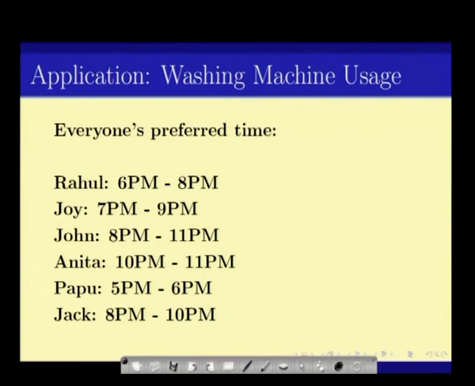Why? Let us consider it. In a hostel, there are a set of people and each of them has their own preferences. Rahul wants to watch TV from 6 to 10. Joy wants to watch a completely different channel from 7 to 9, and John wants to watch another different channel from 8 to 11, and so on and so forth. Now, we want to satisfy as many people as we can. But of course, if we satisfy Rahul, we cannot satisfy Joy, because Rahul and Joy's timings are clashing. So, what do we do?